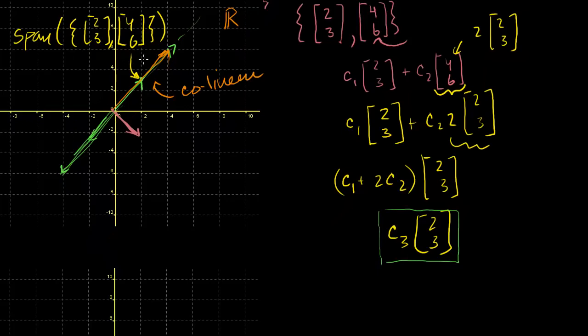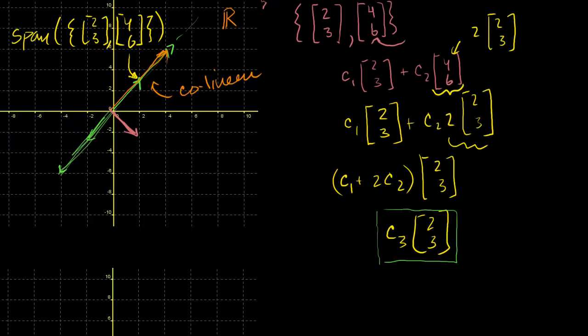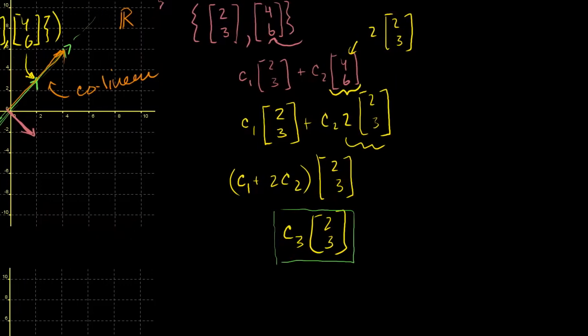Now, a related idea to this, and notice that you had 2 vectors, but it reduced to 1 vector when you took its linear combinations. The related idea here is that we call this set linearly dependent. Let me write that down. Linearly dependent.